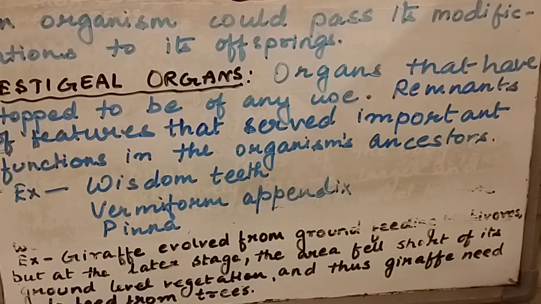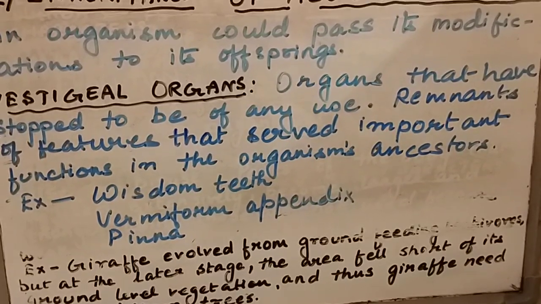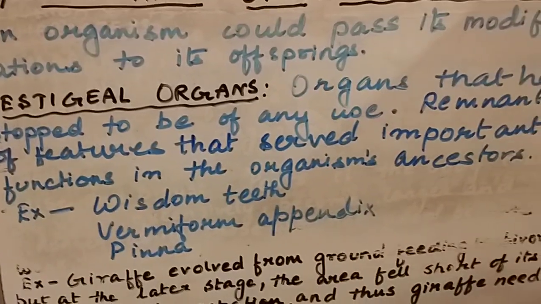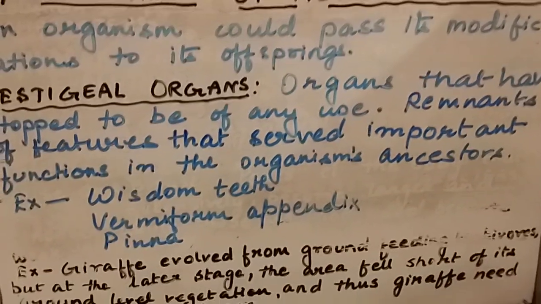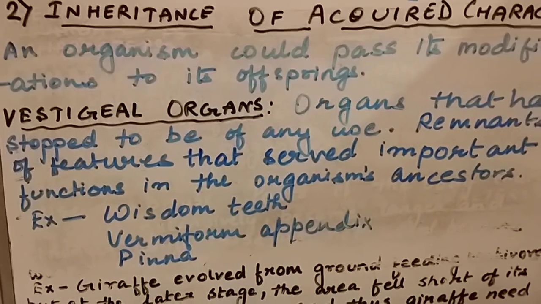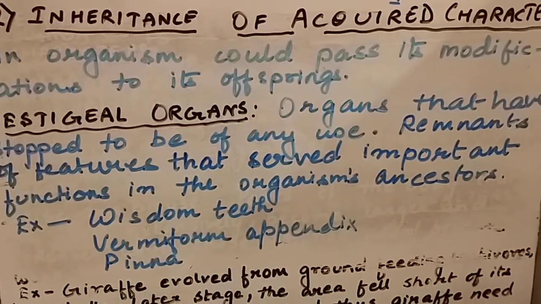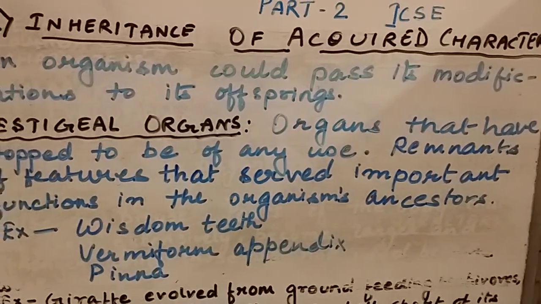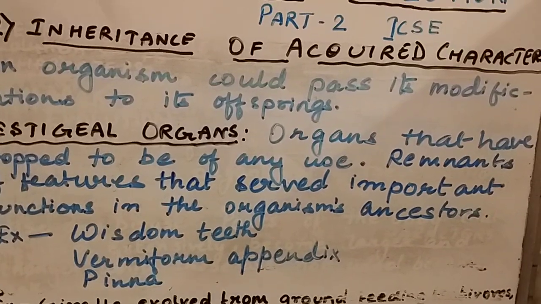For example, wisdom teeth, vermiform appendix, and pinna. These are some examples of vestigial organs. So that was one of the most important notes under the theory of Lamarck. Continuing in the next video, we will cover Darwin's theory, that is, Charles Darwin's theory of natural selection. Thank you.